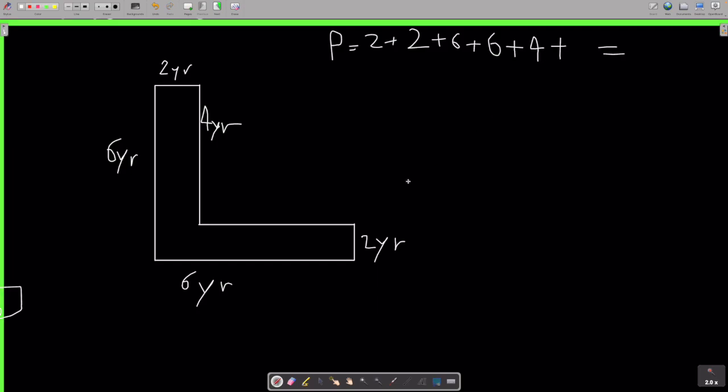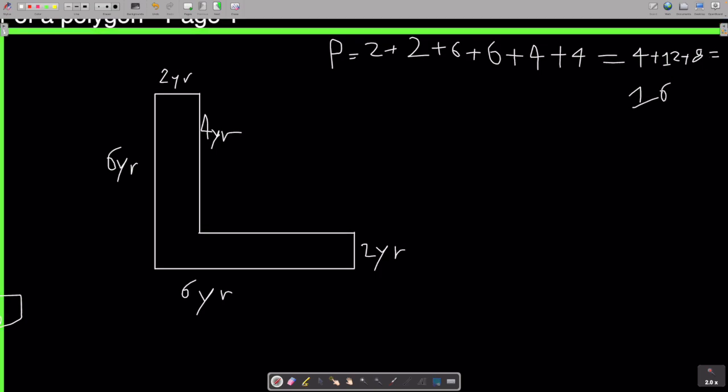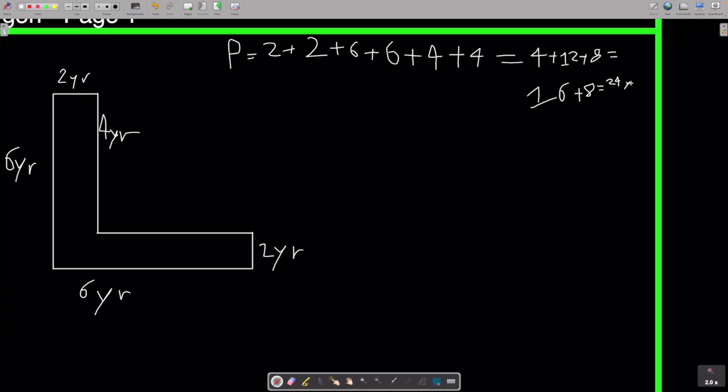So we have 4 here. And then here, what could this be? This is also 4 because this is 6 and this is 2. So 6 minus 2 is 4. So 2 plus 2 is 4, and then 6 plus 6 is 12, and then 4 plus 4 is 8. So we have 4 plus 12 plus 8 yards. 4 plus 12 is 16, and 16 plus 8 equals 24. The unit in the side length is yards, so we have 24 yards. That's the final answer. That's the perimeter.